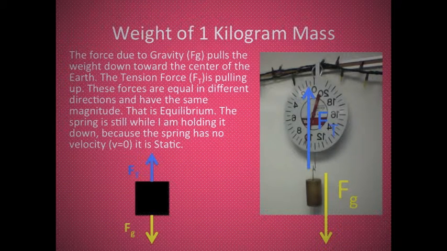The force due to gravity is pulling down on the weight, while the force of tension is pulling up on the weight. Because the forces acting on the weight are balanced and the weight is not moving, the weight is in a state of static equilibrium.